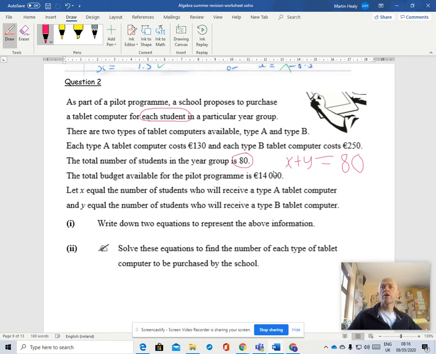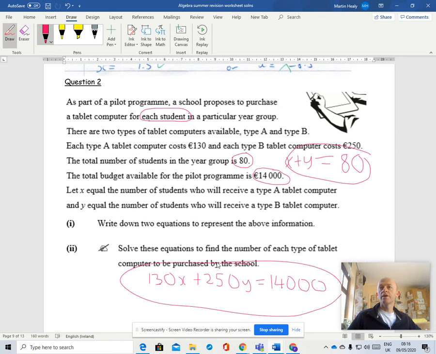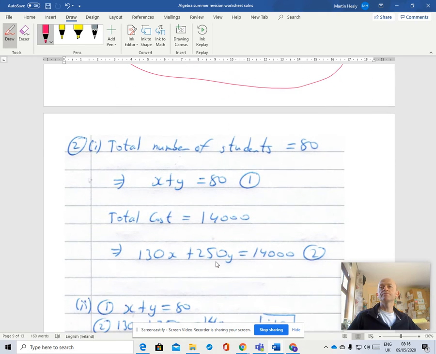And then the total cost is 14,000. Well, if there's X amount of type A, the total cost of type A is going to be 130X. And then if the cost of type B is €250 and there's Y amount of type B, you get this equation here. And they're your two equations for doing the simultaneous equations on the next page. So that's your equation 1 here, and this is going to be your equation 2 here. And then you go off and do simultaneous equations as normal.